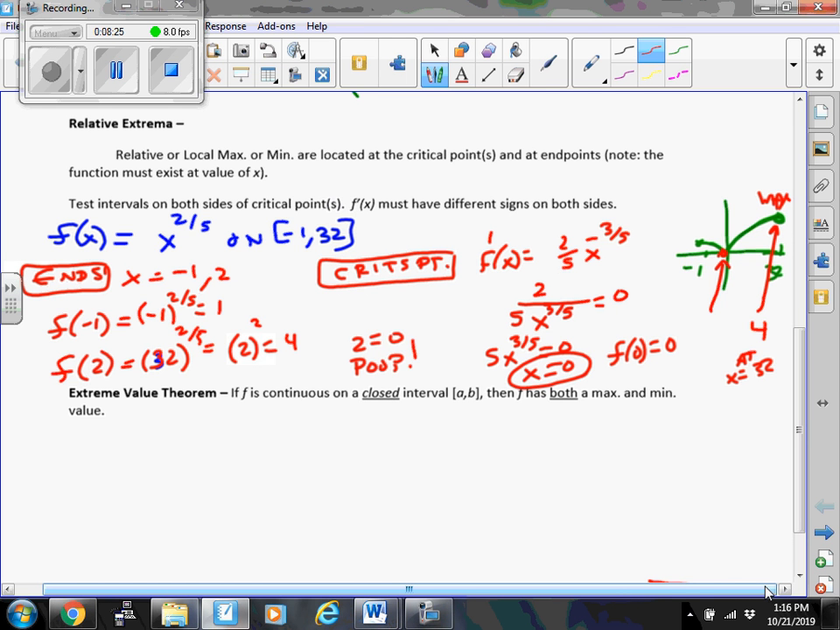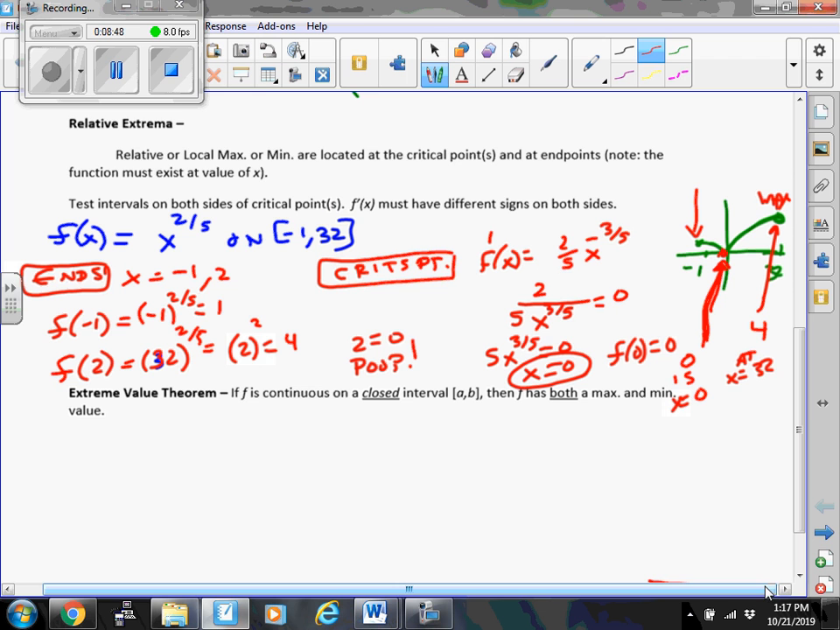My minimum's located there. Well, if I didn't consider critical points to be where the derivative is undefined, I would be missing this point, analytically speaking. So this 0 is my min at x equals 0. And that's just a local, and that is, of course, 1 at x equals negative 1.